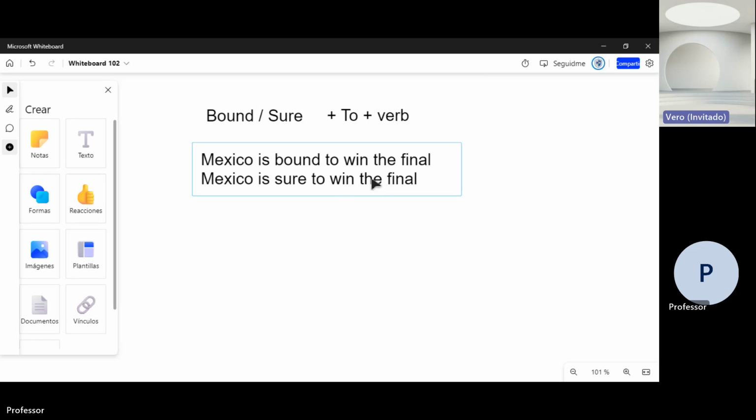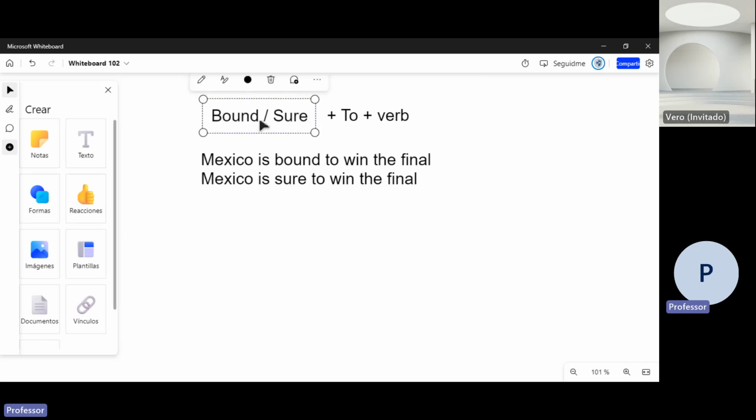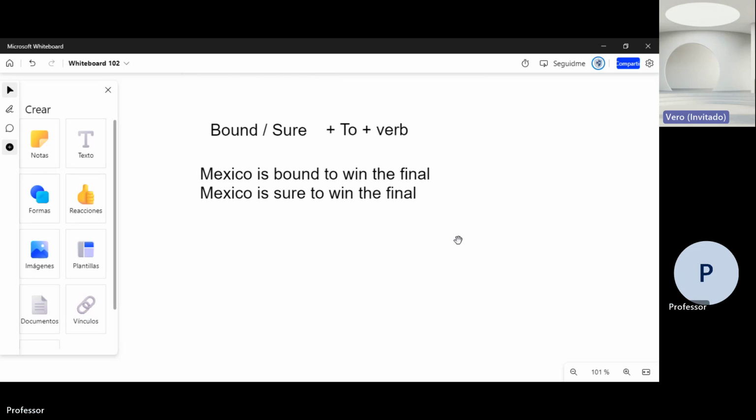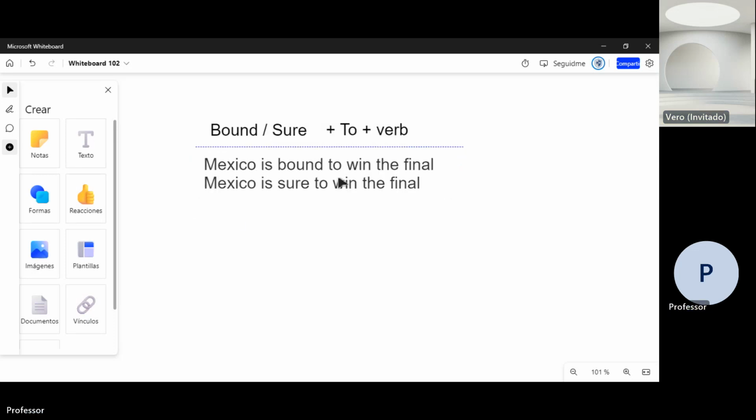And can we use them only in present, or can we say Mexico was bound? No, these are not for present or past. These are for future. Future.